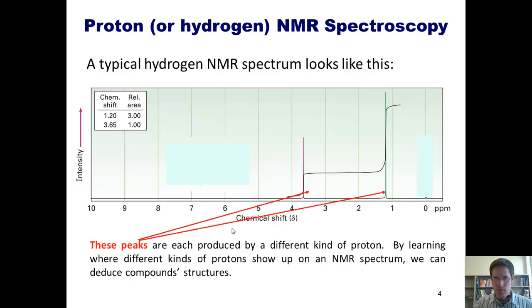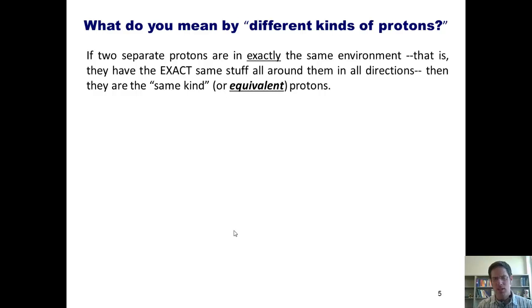These peaks are each produced by a different kind of proton. By learning where different kinds of protons show up on an NMR spectrum and what they look like, we can deduce compounds' structures. So you may ask, Mike, what do you mean by different kinds of protons? Well, if two separate protons are in exactly the same environment, that is, they have the exact same stuff all around them in all directions, then they are the same kind of, or equivalent, protons.